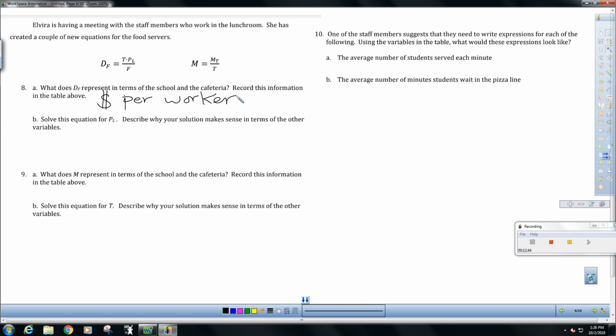Solve this equation for P sub L. Okay, so really that's the point of this lesson. I want you to know it. Solving equations that only have letters. So, D sub F is T times P sub L divided by F. I don't like fractions, Carson.